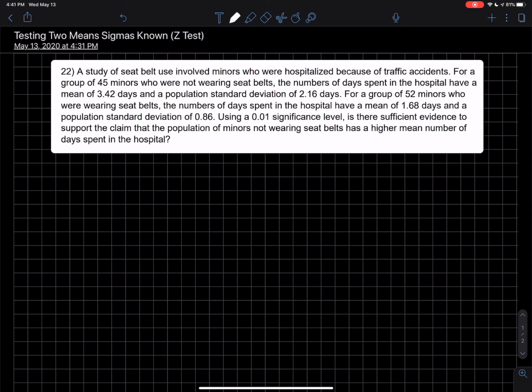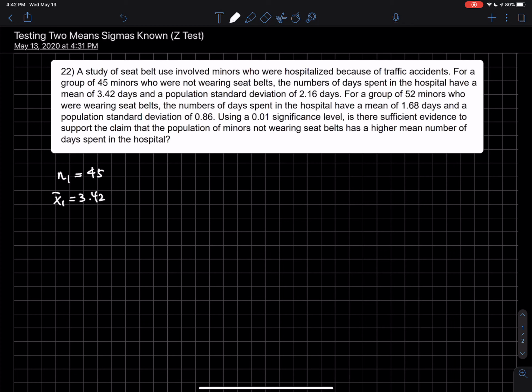So we have a study of seatbelt use involving minors who were hospitalized because of traffic accidents. For a group of 45 minors, so n1 is 45, who were not wearing a seatbelt, so no seatbelt for the first group, the average number of days spent in the hospital was 3.42. So x1 bar is 3.42.